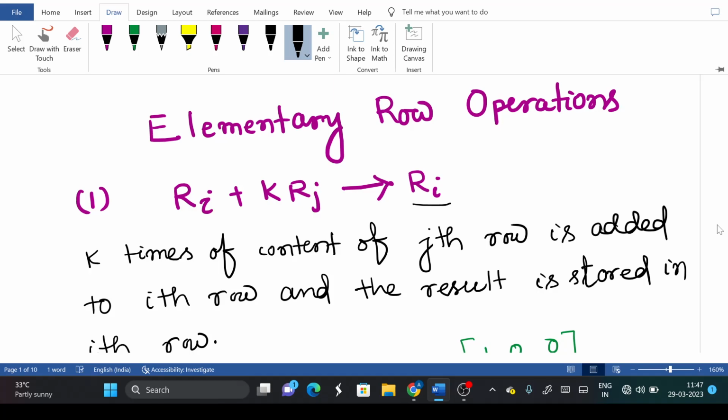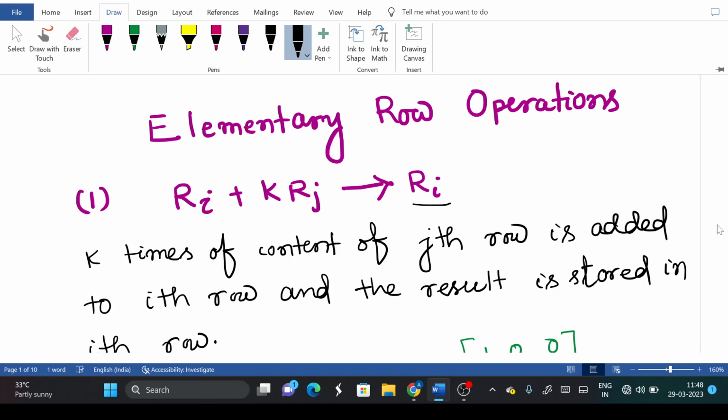Today we are going to discuss some aspects of elementary row operations. In the previous video we discussed how to get the elementary matrices for the corresponding row operations. Now we will have a discussion about the notations and the meanings of elementary row operations.